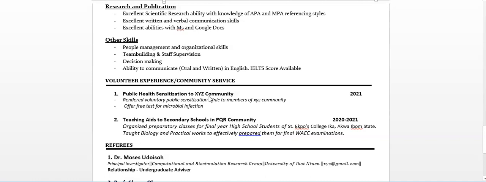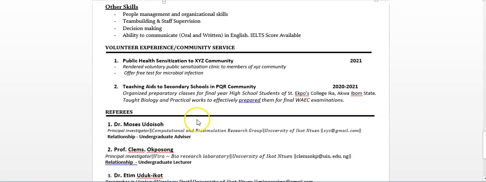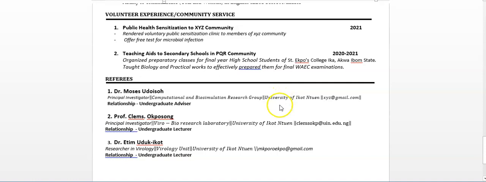Now, I see that in most of your CVs, you put the referees as available on request. That is not a very good way of showing your referees. Your referees must be stated. It must be stated just this way I have it here. Very importantly, you must state their official email and whatever relationship you have with them.